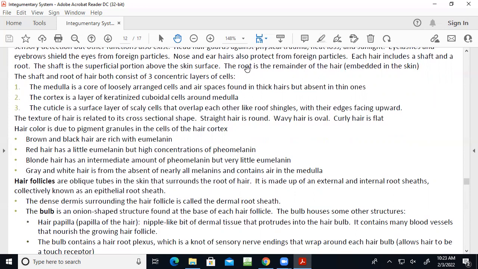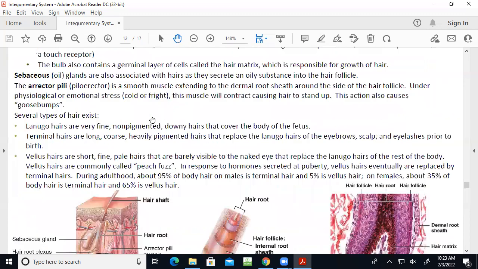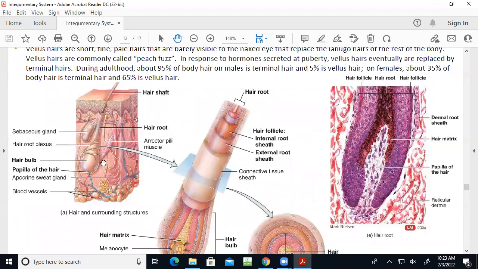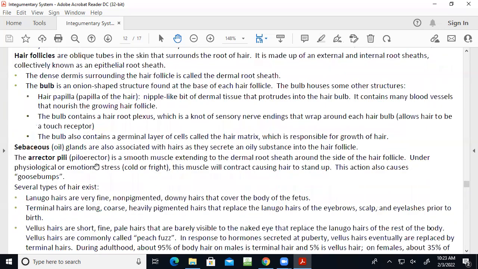The root is like the root of a tree. It's embedded in the skin. So in other words, it's not visible. It's inside, and that's really not going to be any different in size, whether your hair is really short or really, really long. Okay.